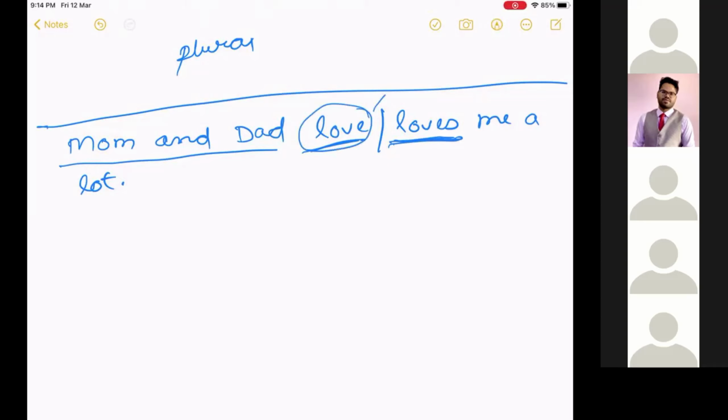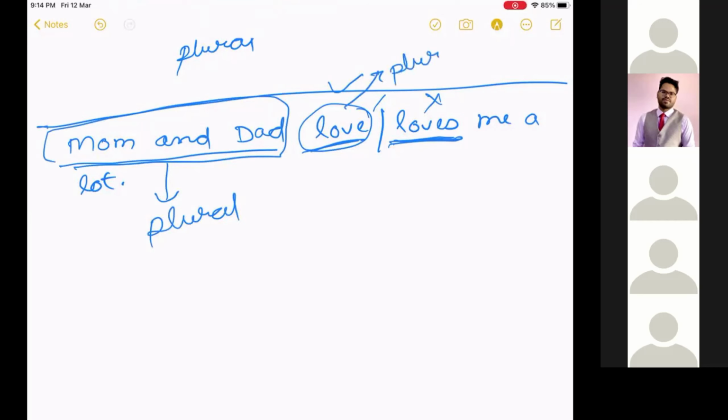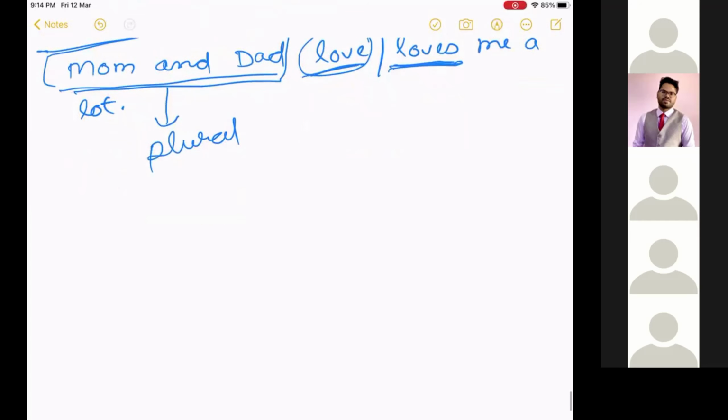So if we talk about mom and dad love me a lot, why not loves? Why love? Because mom and dad is plural. We are talking about two people here. So it is plural, and with plural, we will have the plural form of the verb. What is the plural form of the verb? That is love.